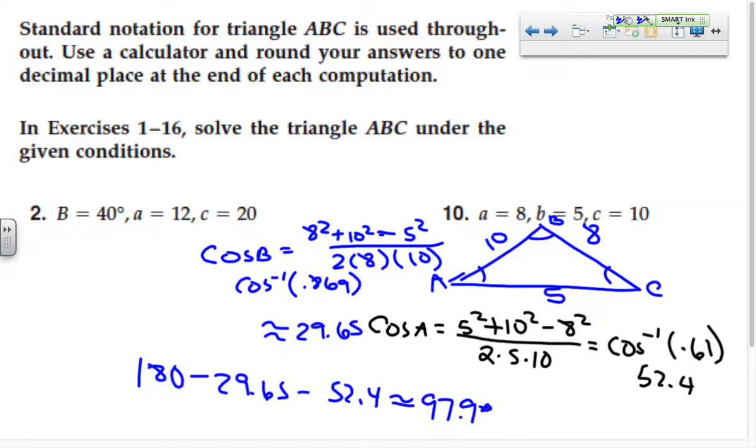Keep in mind also that rounding error may cause your answers to be slightly different. As long as they're very close, you're fine. So those are the first 2 examples. I have 2 more for you.